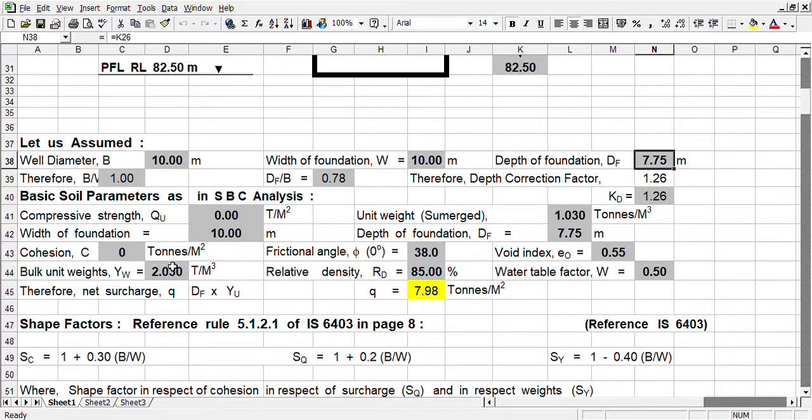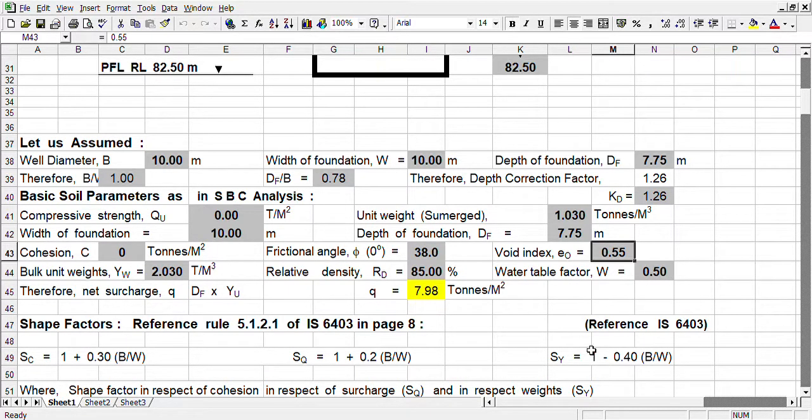Our cohesion is 0, frictional angle is 38, and void index is 0.55. If we get void index less than 0.55, then we should consider it as 0.55 only. And bulk unit weight is 2.03 ton per cubic meter, relative density is 85%, and water table correction is 0.5 since it is below water.